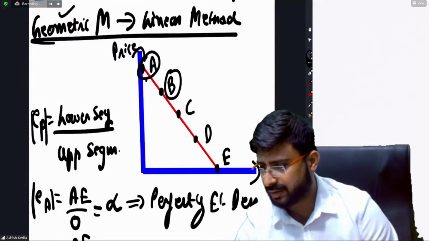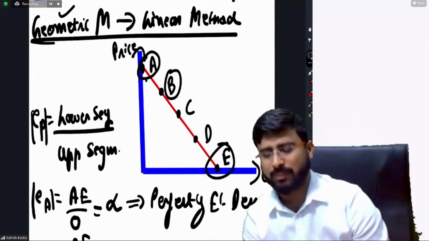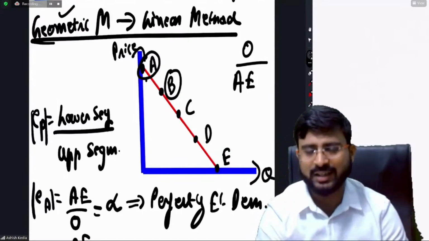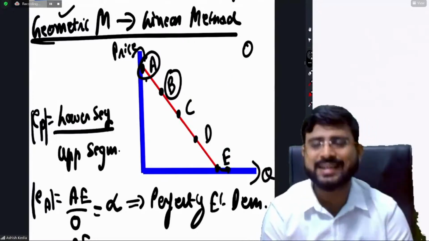Right, everybody. And finally, at point E, is there any part of the red line below E? No. So 0. And above E, yes, the whole AE line. So the answer is 0. That means E represents perfectly inelastic demand.